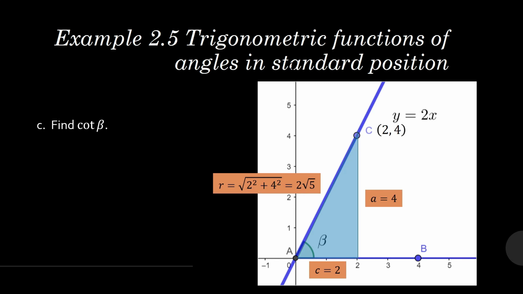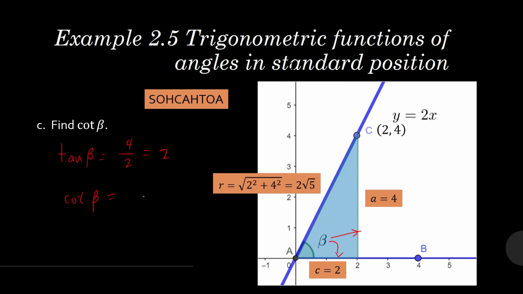What about cotangent of beta? Cotangent of beta is the reciprocal of your tangent function, TOA. Let us first compute for tangent of beta. Tangent of beta is equal to the side opposite, which is equal to 4, over the side adjacent, which is 2. So that is equal to 4 over 2, or simply 2. So this means that cotangent of beta, which is equal to the reciprocal of your tangent, is equal to 1/2.